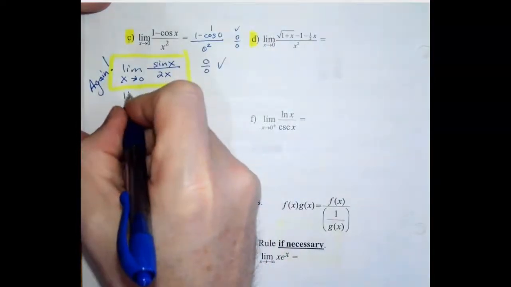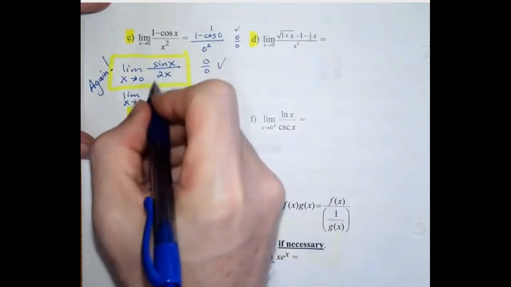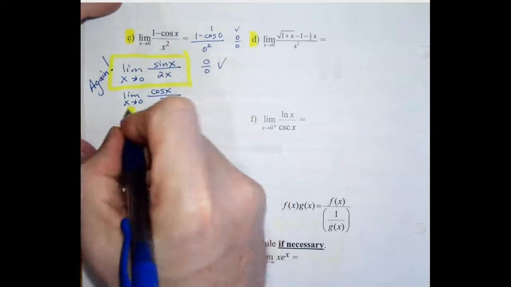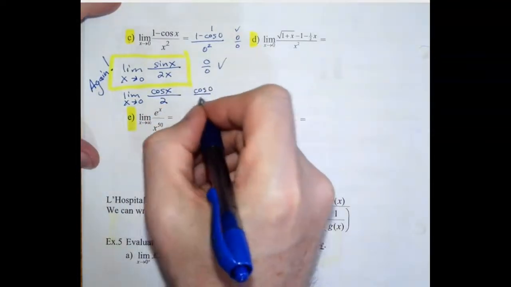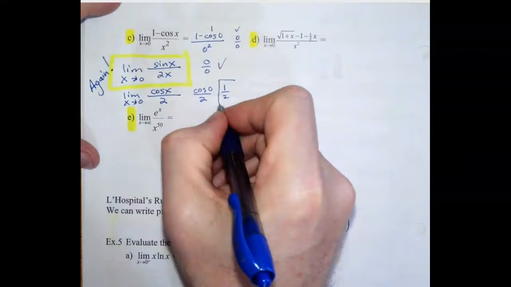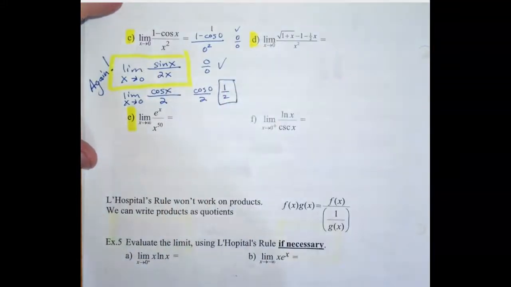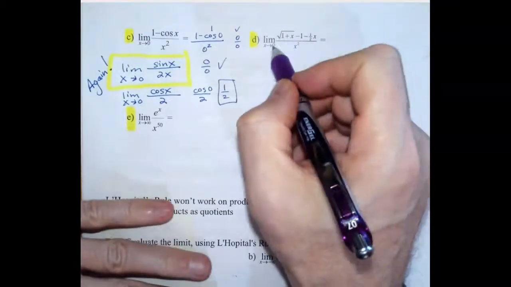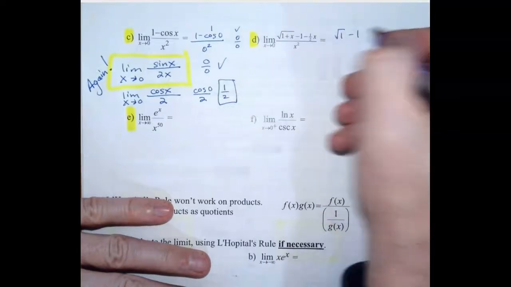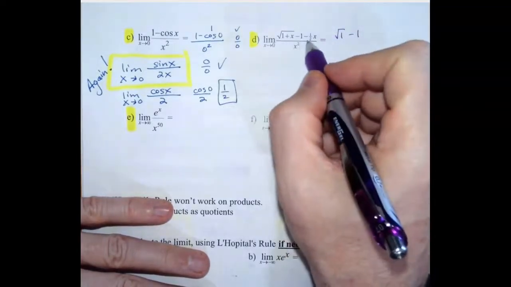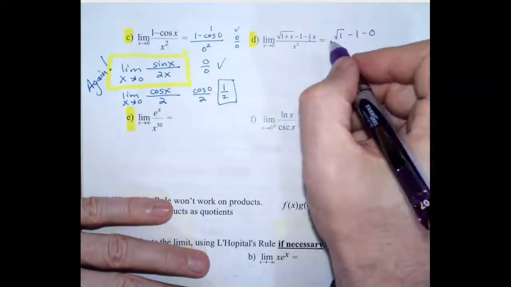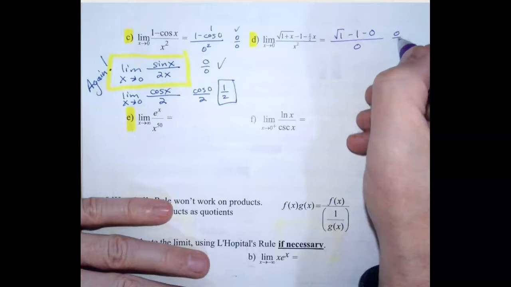So we have the limit as x approaches 0. The derivative of sine is cosine. The derivative of 2x is 2. Now, when you plug 0 in there, you have cosine of 0 over 2. Cosine of 0 is 1, so that's 1/2. Okay, so you do it again. Looks like a lot of stuff up here, but if we plug in 0, we're going to have the square root of 1 minus 1 minus 1/2 times 0, which is just 0 over 0 squared. So that's 0 over 0. Check.